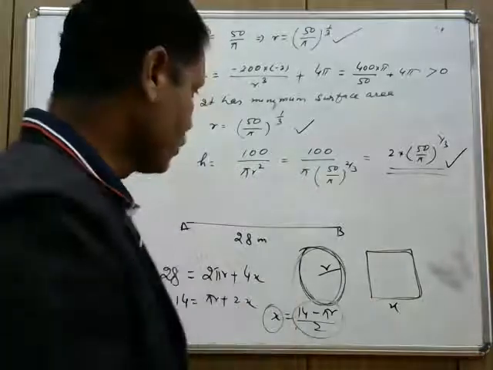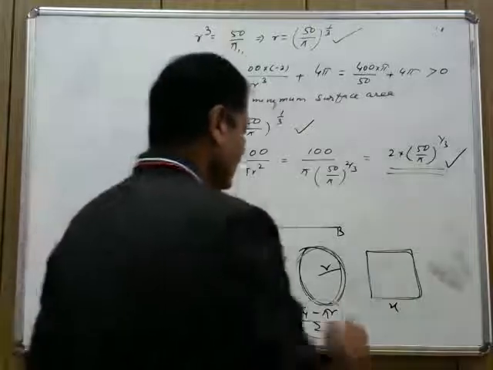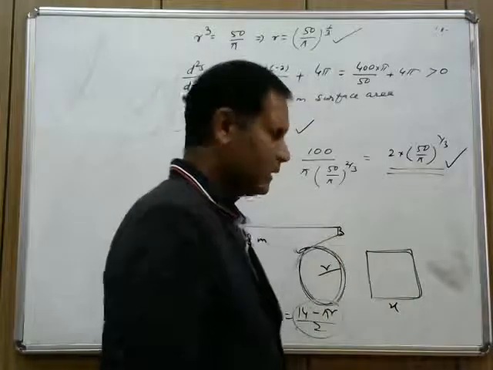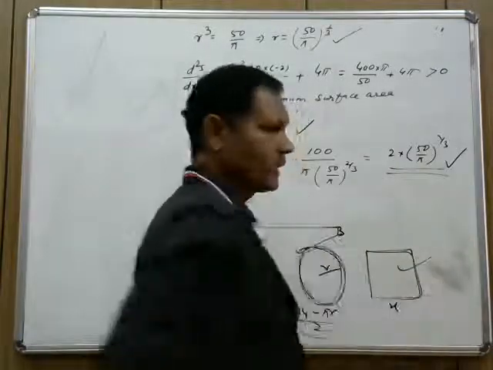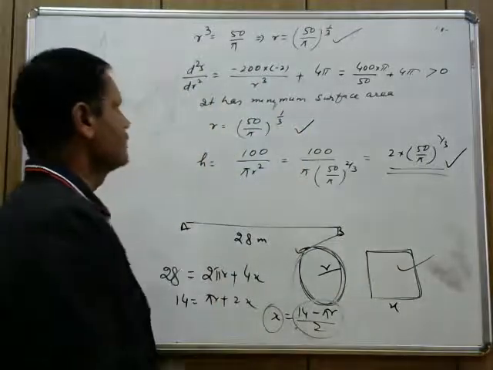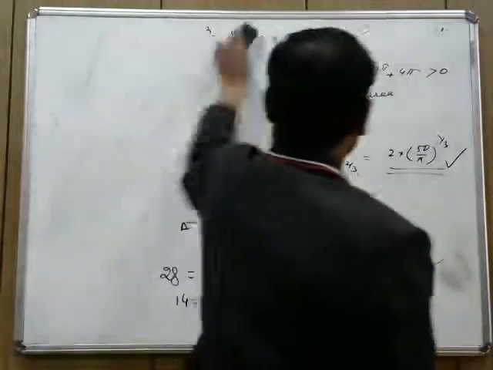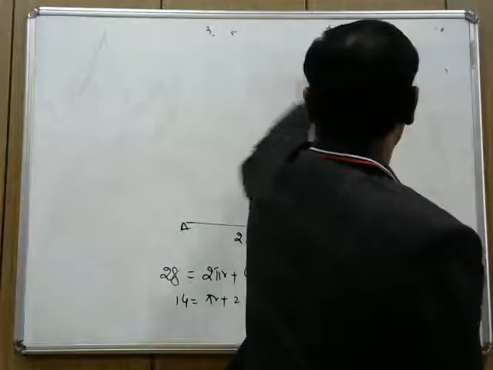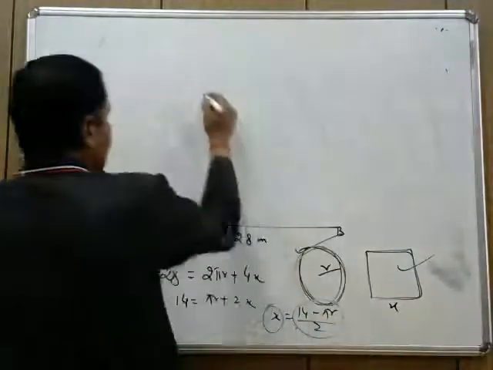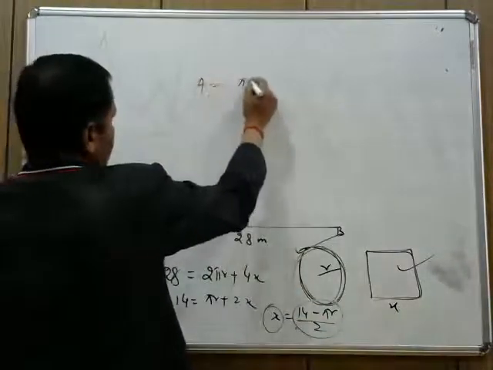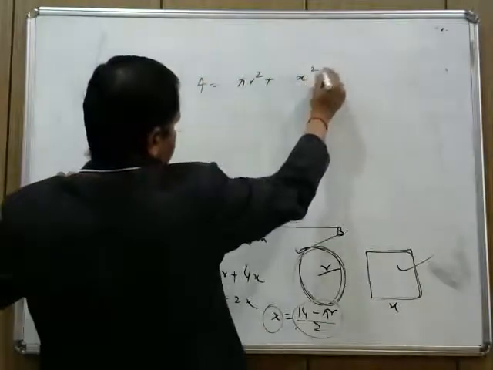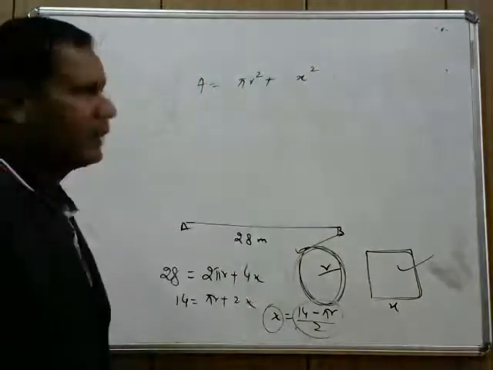Now I will talk about the area. Area of circle, we know that is pi r square. Area of a square is equal to side square. And now we will have this equation. The area is pi r square plus x square. Already this is in terms of r.